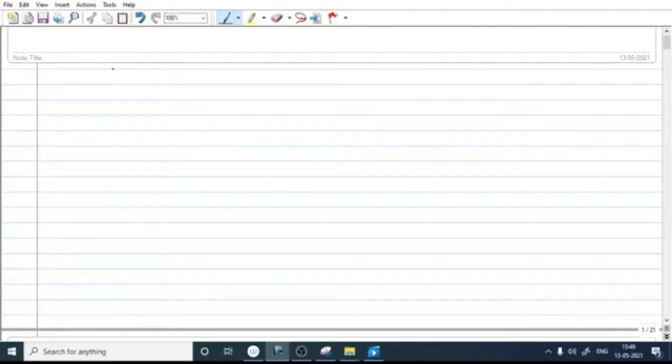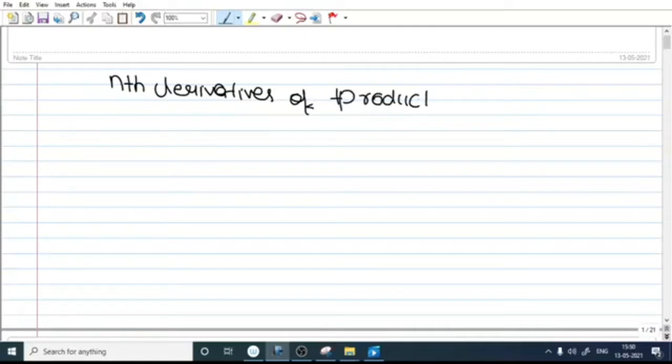The first type you will see is nth derivatives of product of trigonometric functions. Here, in all the types of problems, you just have to follow 3 steps.